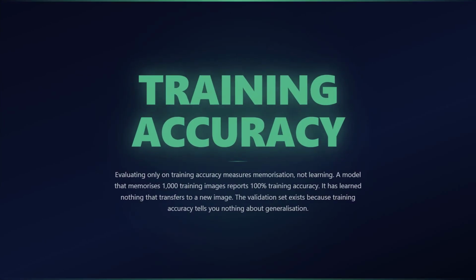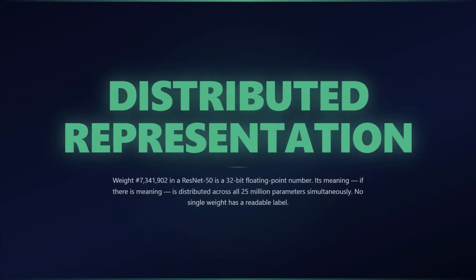If you have been evaluating a model only on training accuracy, you have been measuring memorization, not learning. The validation set exists because training accuracy tells you nothing about generalization. A model that memorizes 1,000 training images reports 100% training accuracy. It has learned nothing that transfers to a new image.